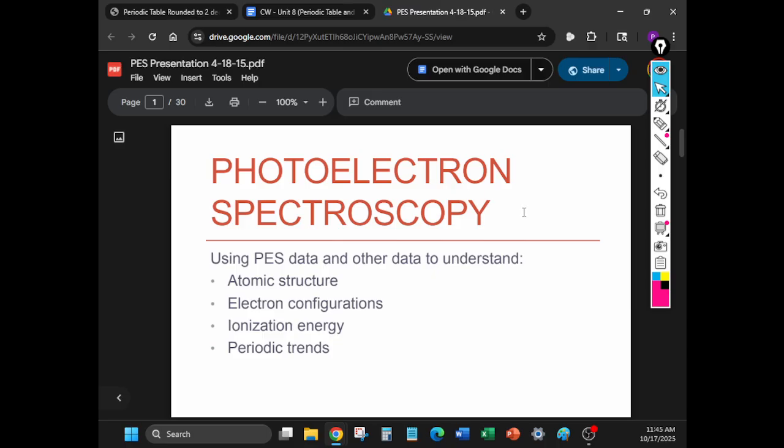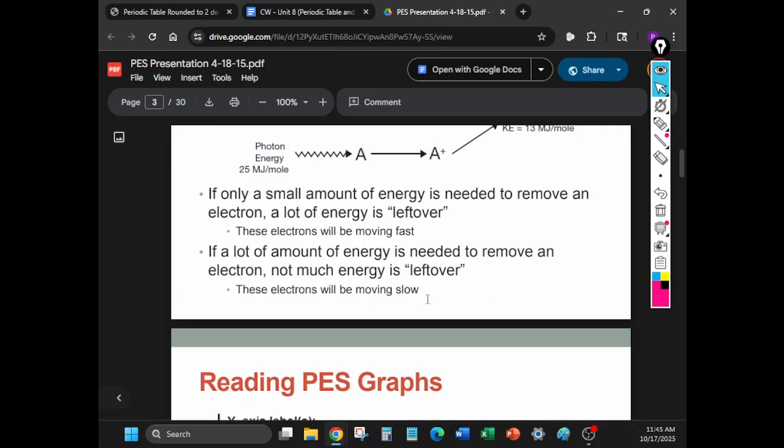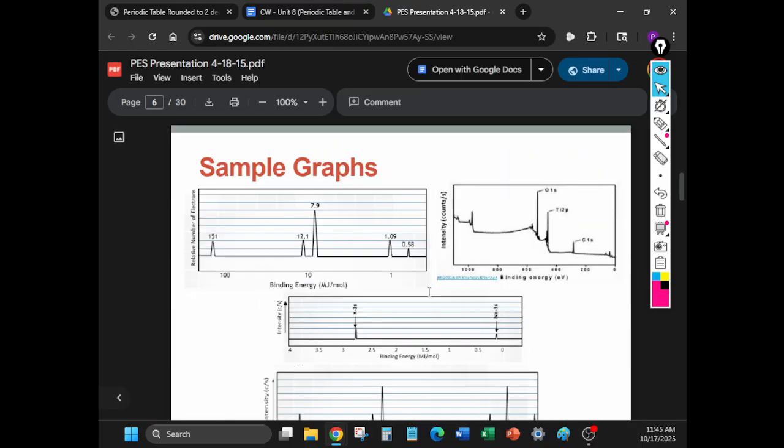So photoelectron spectroscopy. Basically, what this allows us to do is give you a graph that looks like this. It's not that bad, guys. When we take a look at the graph, what each of these peaks tells us is how many electrons are in each shell and each subshell. So it's actually not that difficult to interpret. It tells you how many electrons are in each shell and subshell.